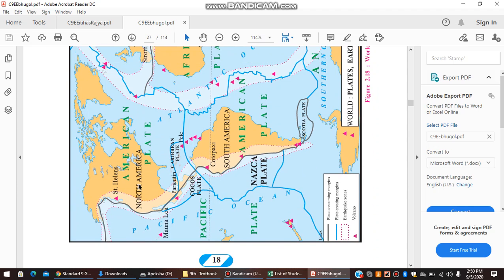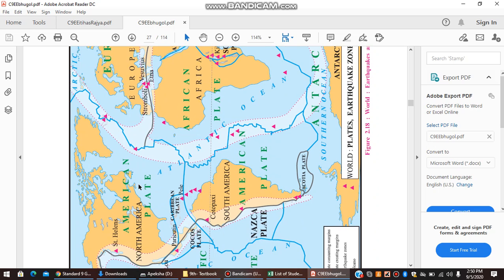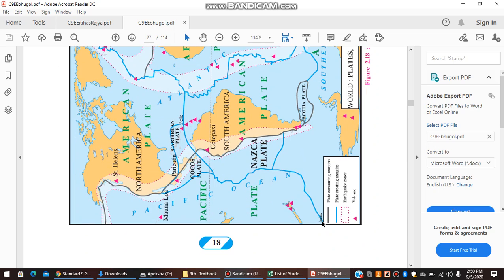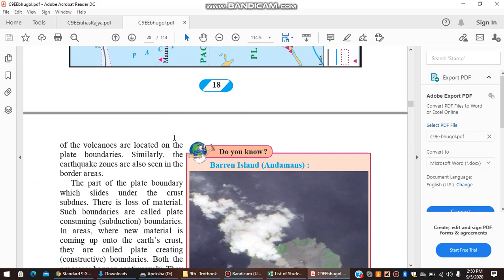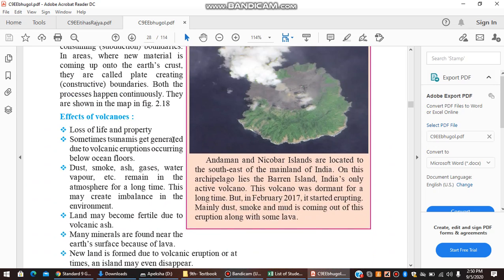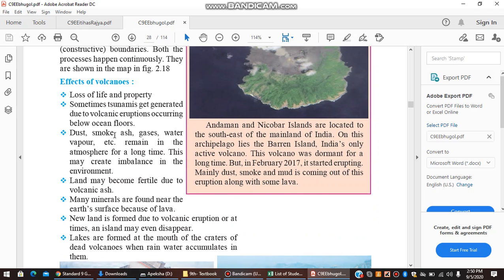So basically, from this paragraph, we need to understand two things. One is the definition of plate creating boundaries and plate consuming margins. And the second is that the volcanoes and the earthquakes are near the boundary of each other. Okay. So moving on, the effect of volcanoes, obviously, we know it has terrible effects on humans as well as on the nature.